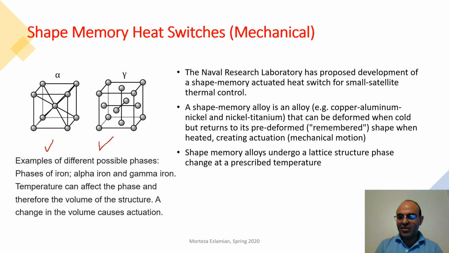So shape memory alloys undergo a lattice structure phase change at the prescribed temperature. Therefore, let's say if it's used in a heat switch, when the temperature of the electronics goes above a limit, then the shape memory material will be actuated, for instance, will expand and make the connection, and then when it goes below a limit, it will transform to another phase and then will contract and break the contact. So that's basically how it works.